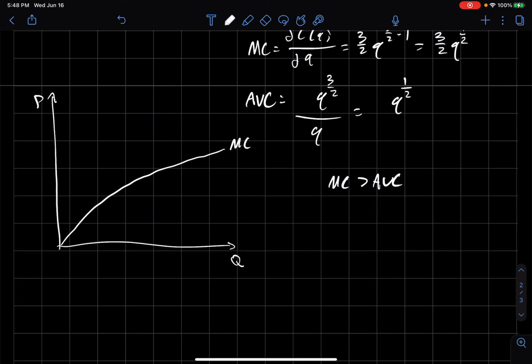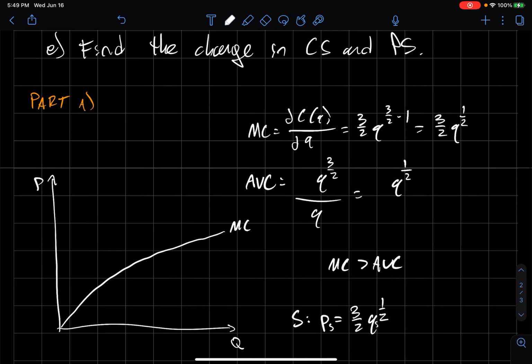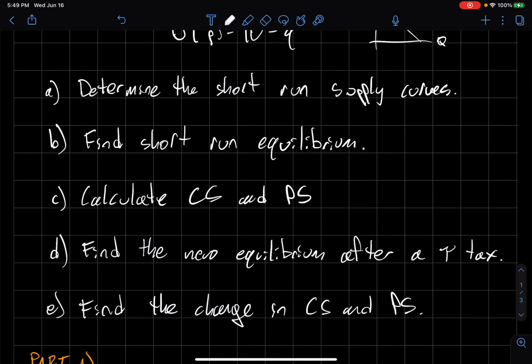Okay, so the supply curve is just price equals MC, which we know what the MC is, so let's just replace it with 3/2 Q to the 1/2. And this is our supply curve. And we're going to subscript this PS and QS. Okay, so that's nice. That's part A.